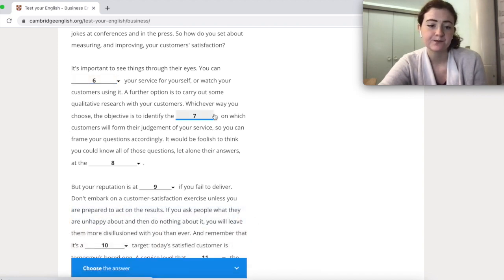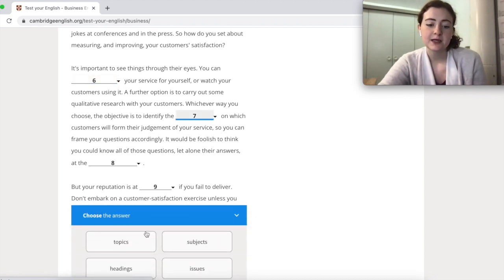Number 7, topics, subjects, headings, issues. Whichever way you choose, the objective is to identify the topics, identify the subjects, identify the headings, or identify the issues.